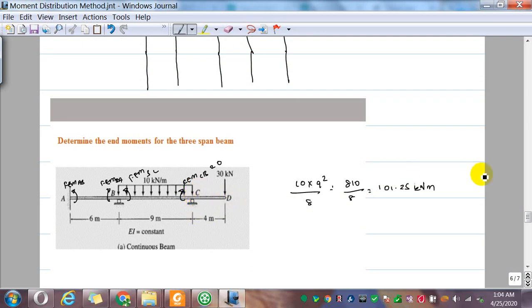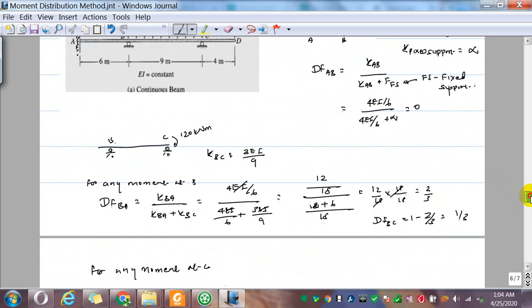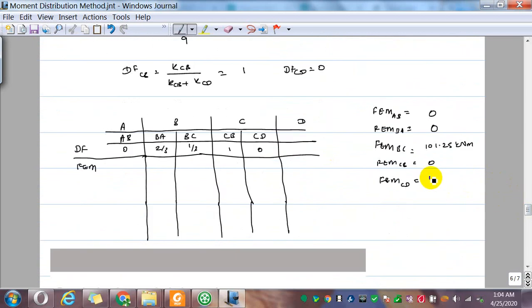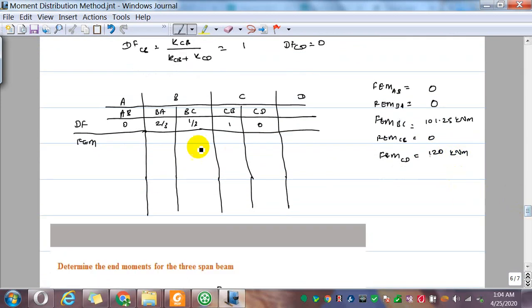counterclockwise. The reason is, if you are applying the 30 load, there is an internal moment, internal resistance, that is 30 into 4 counterclockwise, so that is 120. Okay, so now these are the fixed end moments. At AB you don't have a fixed end moment, BC you don't have one. Here it's 101.25, CB 0, CD 120.